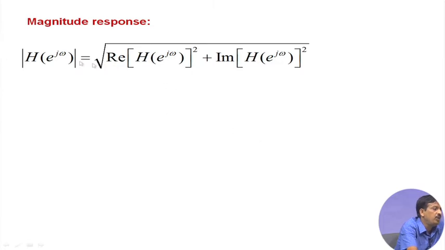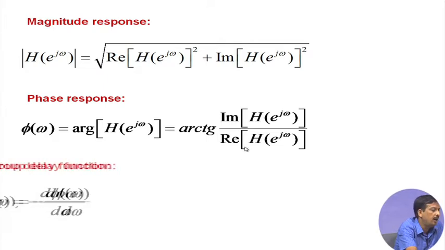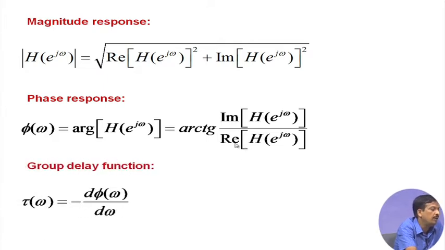So, the magnitude response is, for a complex number, the square root of real square plus imaginary square. Phase is the arc tan of imaginary by real part, and the group delay function is tau of omega equal to d phi of omega by d omega.